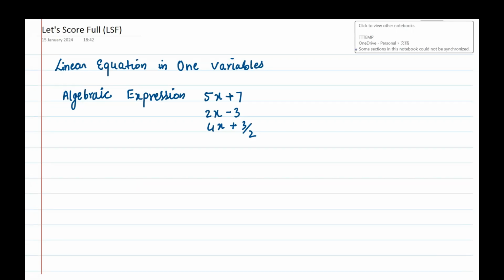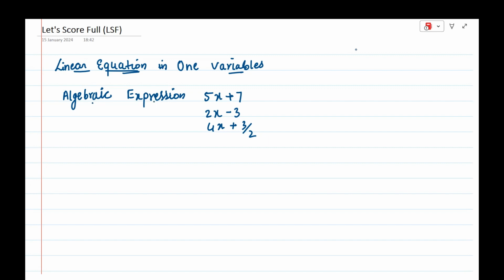Hello everyone. Today, linear equation in one variable, class 8th CBSE. It is second chapter. Before jumping to the equation, let's understand what is algebraic expression and each and every term of this topic, that is linear, equation, and then variable.